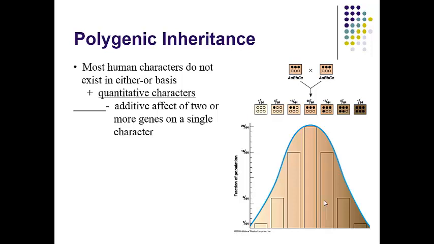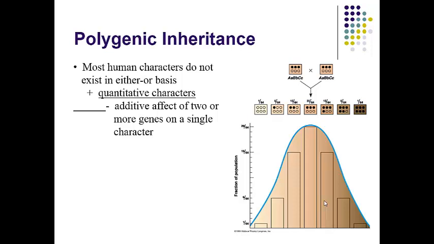Many genes do not exist in an either-or basis. Many traits exist along a continuum. You don't just have tall and short. You don't just have brown or blonde hair. You don't just have brown or blue eyes. For many characters, the traits are found in a continuum of phenotypes. We call these characters quantitative because they have the additive effect of many genes. So in this case, you don't have just one gene controlling a trait. You have many genes, 3, 4, 5, 6, or many more. We call this form of inheritance polygenic inheritance.